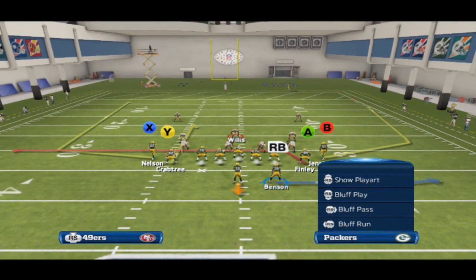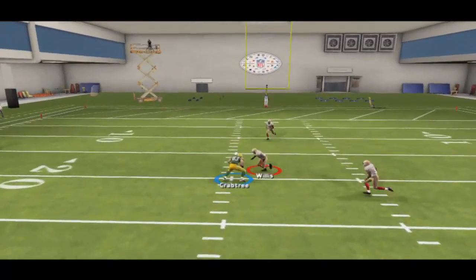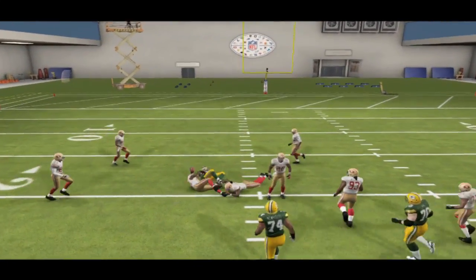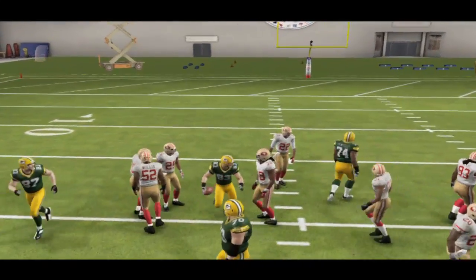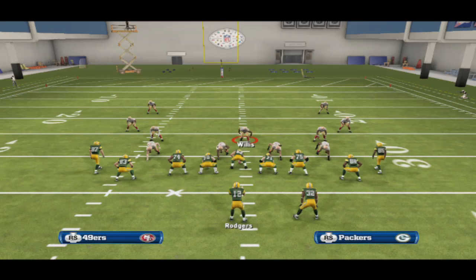So just keep that in mind, and at the snap of the ball here, you're going to see what we're talking about. Okay, I see Crabtree off of that curl flat concept in the middle of the field now work in my advantage. So that's the literal meaning of what this represents. But our Madden spin on it is the following.